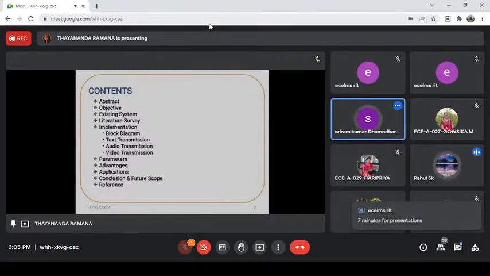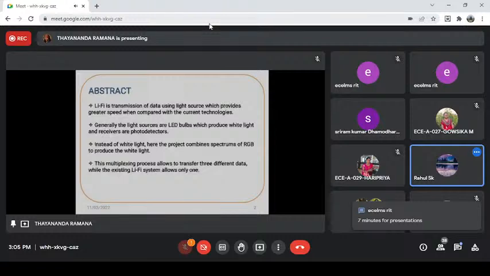Go ahead, please. Basically, existing light fidelity uses a white light spectrum, which carries only one signal data. But what we are contributing in this presentation is our Li-Fi in an integrated form that produces 3 spectrums simultaneously. That is, we can transmit 3 different data like audio, text, and video simultaneously. And that was our idea, sir.